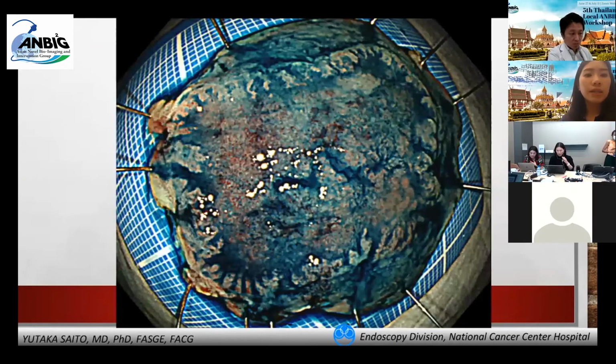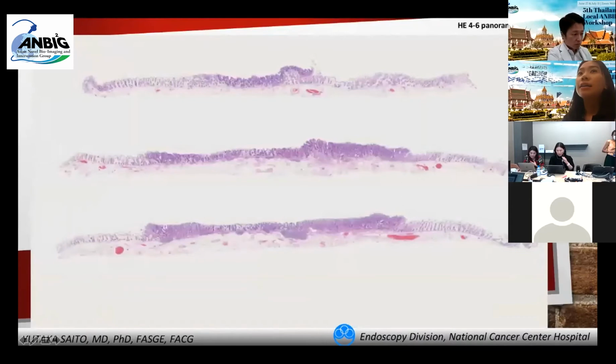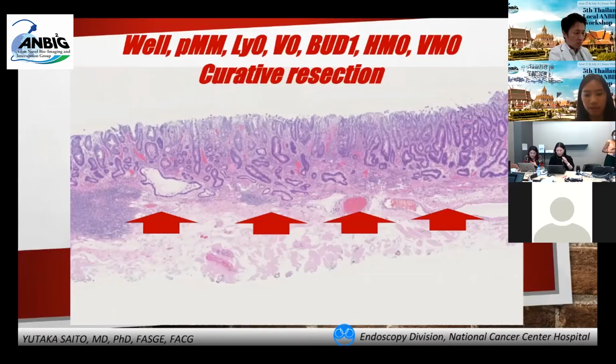And this is the resected specimen. This area could be the deep depressed component. This is a pathologic loupe image of the resected specimen. This is the deepest portion of the histology.